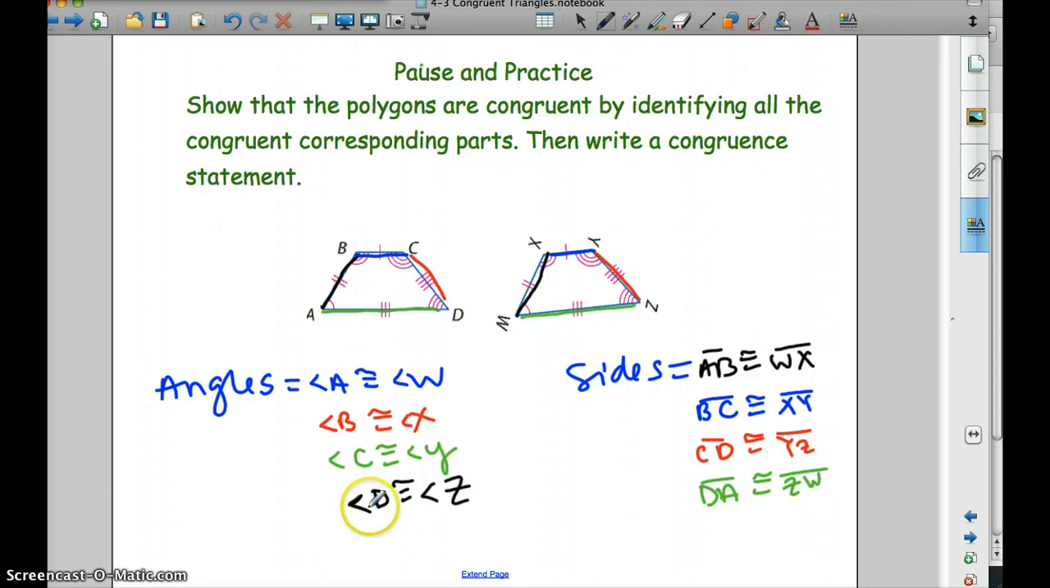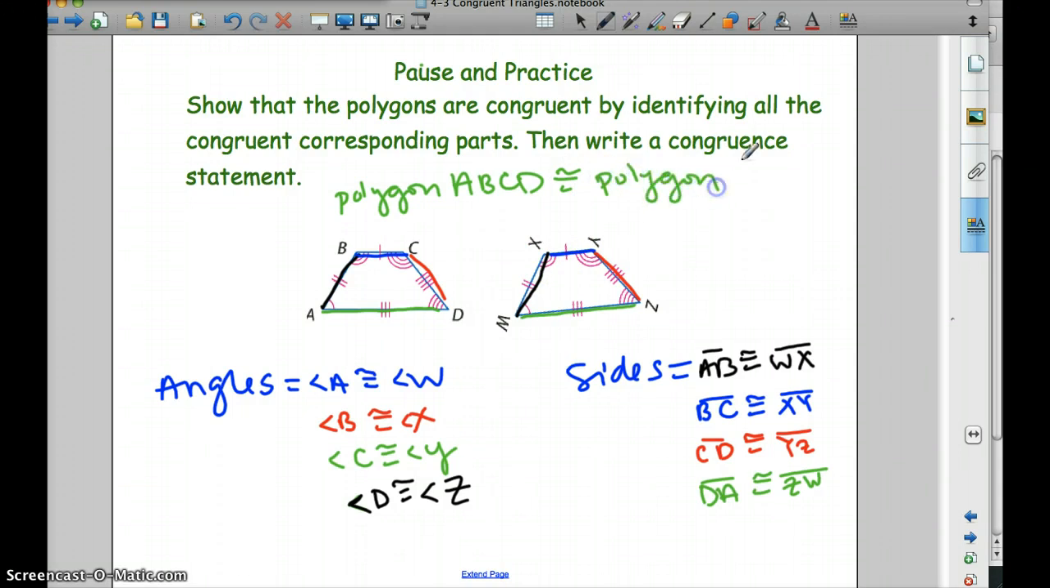So now we need to write a statement showing that this whole polygon is congruent to the other polygon. So let's say, and you could just write the word polygon, you don't have to draw a trapezoid. You could say polygon ABCD is congruent to, all right, we have to think about this. How are we going to line it up?